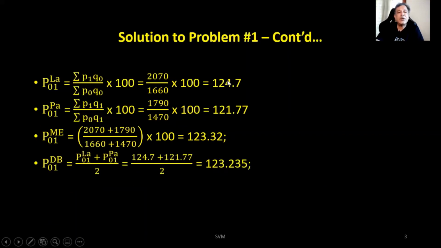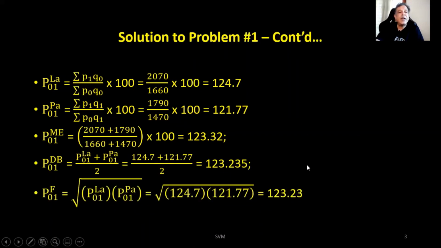Then comes Drobisch-Bowley, which is the arithmetic mean of Laspeyres and Paasche. So simply you add these two and divide by 2 to get 123.235. And then finally the Fisher index, which is the geometric mean of Laspeyres and Paasche. You multiply these two and take the square root to get 123.23 as the Fisher index.